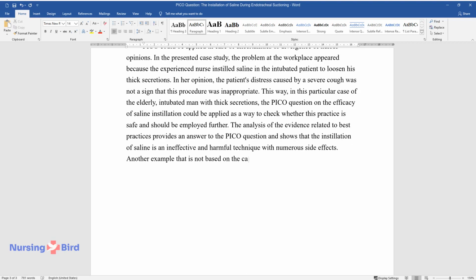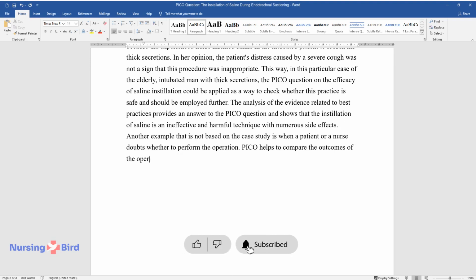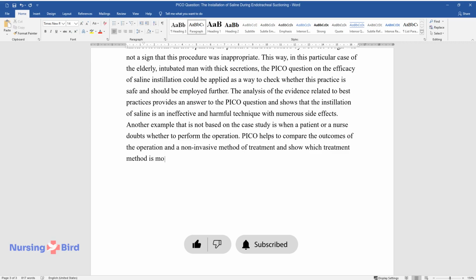Another example that is not based on the case study is when a patient or a nurse doubts whether to perform an operation. PICO helps to compare the outcomes of the operation and a non-invasive method of treatment and show which treatment method is more effective.